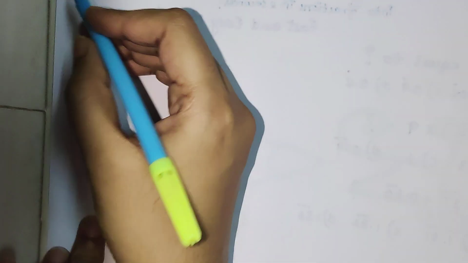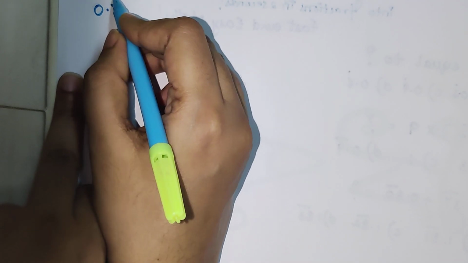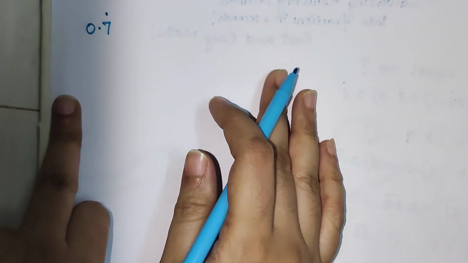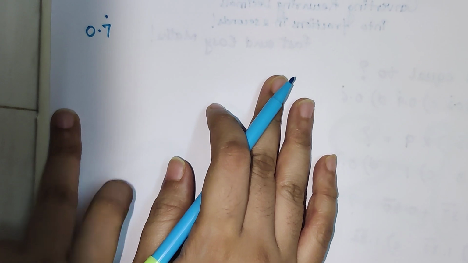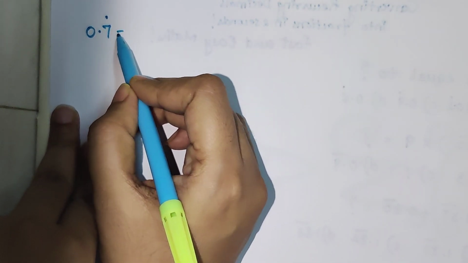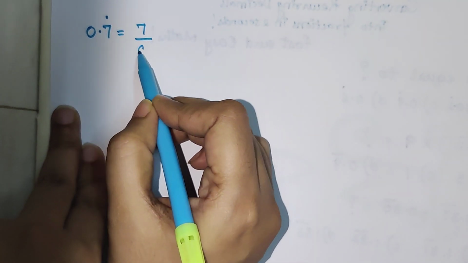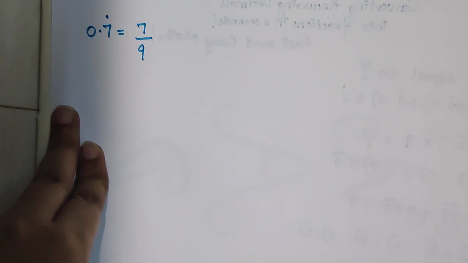So let's understand that if we had been given 0.7 recurring number, and we were supposed to convert it in terms of fraction, then what you would do is just write down 7 and divide it by 9. You can use your calculator and check whether what I'm trying to tell you is correct or not. It is 100% correct.